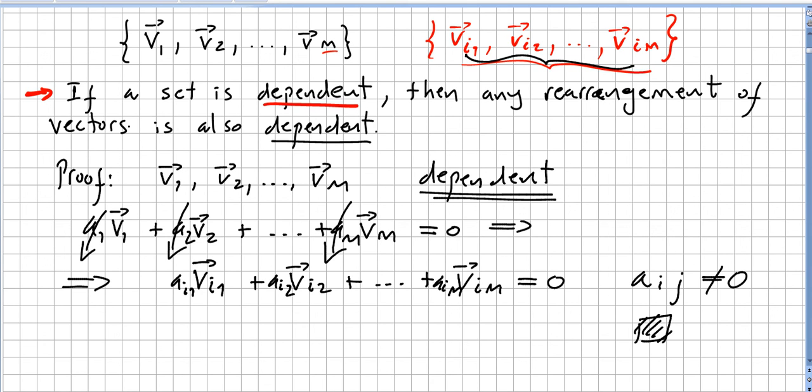Now we said that if a set is dependent, then any rearrangement of vectors is also dependent. We can also say that if a set is independent, then any rearrangement of vectors is also independent. And the proof is the same, of course.